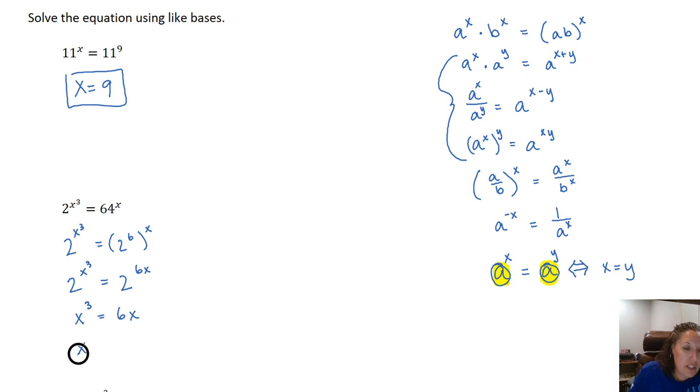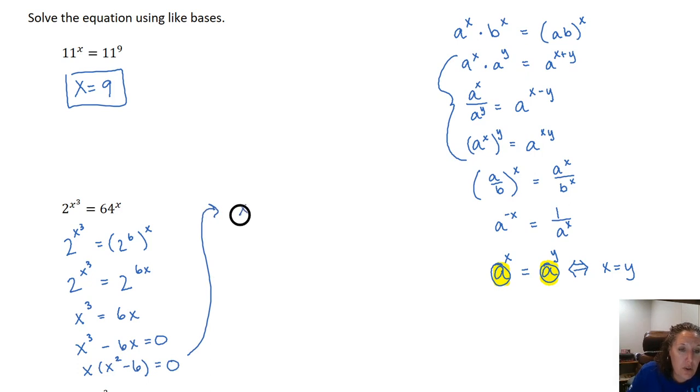The best way to solve this is to use factoring, so let's get everything equal to 0. We can factor out a greatest common factor of x, and we'll be left with x squared minus 6.